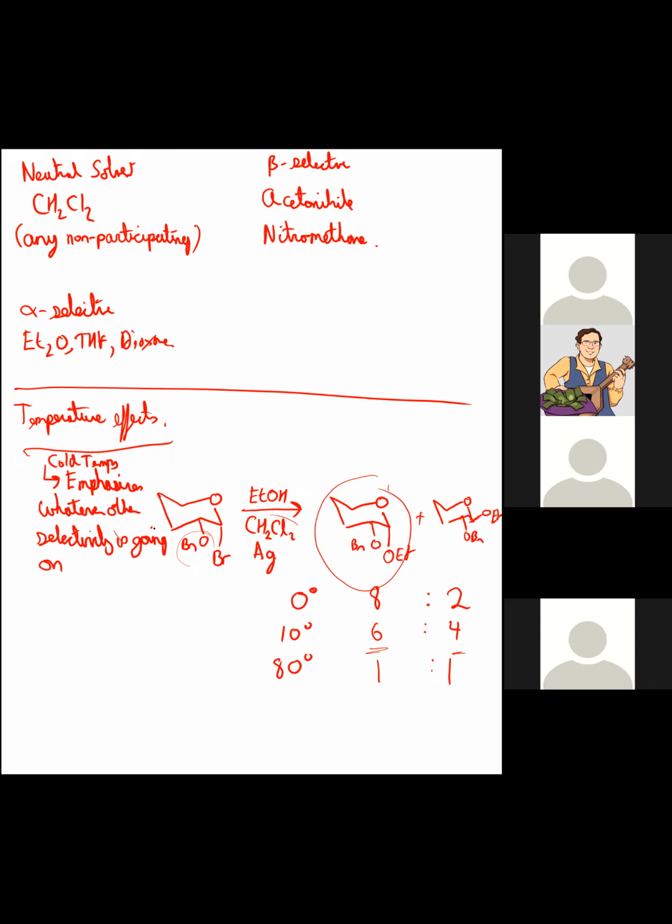So if we have a beta selective reaction, like if we have acetonitrile solvent, cold temperatures will increase the beta selectivity of the reaction. If we have anchimeric assistance, cold temperatures will increase the beta selectivity of the reaction. If we're relying on ether as solvent to get the alpha selectivity through an anomeric effect, or we don't have an effect like this, dichloromethane kind of thing, then we're going to improve the alpha selectivity by lowering the temperature.